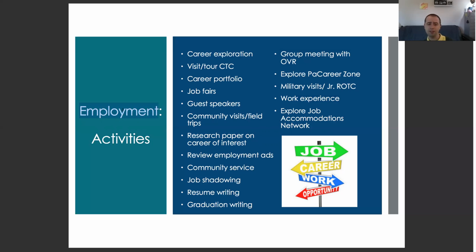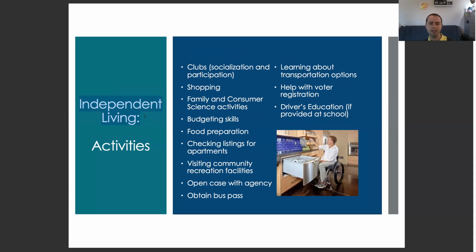You don't need to list 5 or 6 activities for employment. Generally, 1 is okay, but whatever you list, you want to make sure that that student is actually going to most likely move towards in 1 year's time. And last but not least, we have our independent living piece here. So these are all examples of some activities, and that could be participating in a club, doing some shopping on their own, if they're doing some budgeting skills, working towards their driver's education there, voter registration. These are all things that you can list as activities to get that student towards their post-secondary independent living goals.